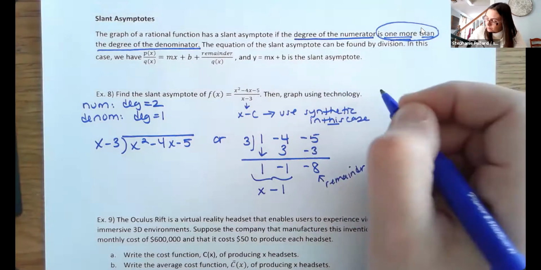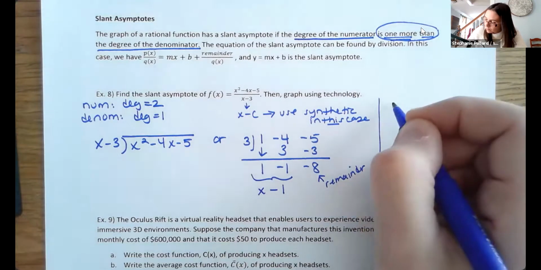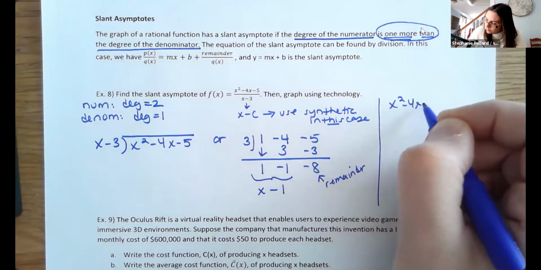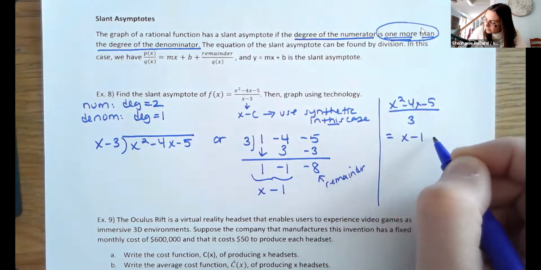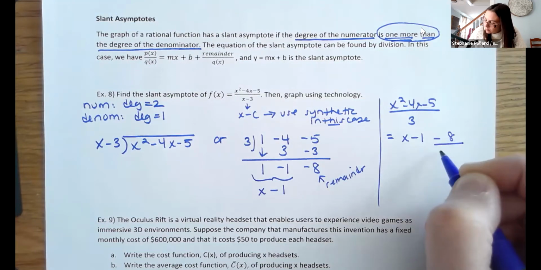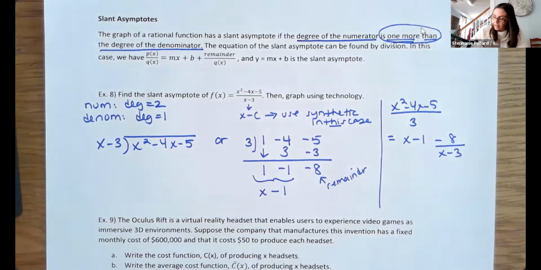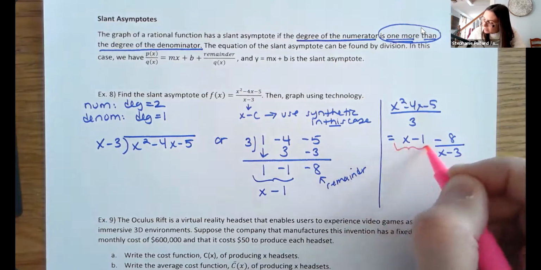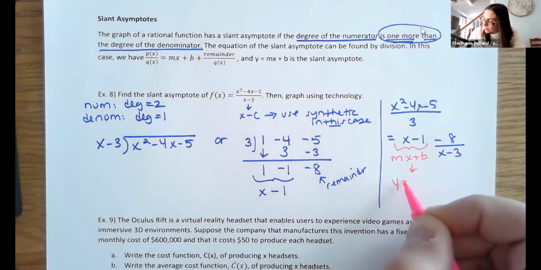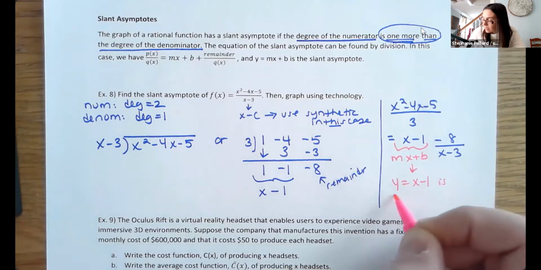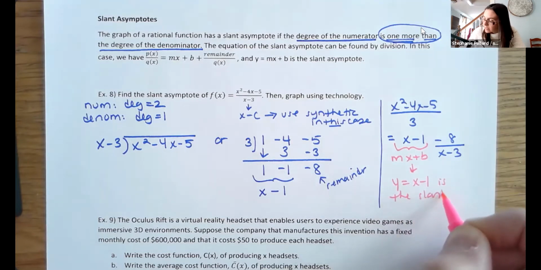So this is equal to x minus 1 minus 8 over x minus 3. And then this right here is your mx plus b part. So y equals x minus 1 is the equation for the slant asymptote.